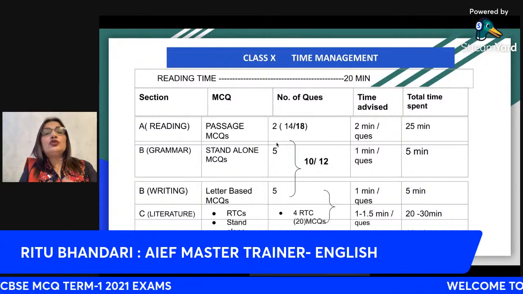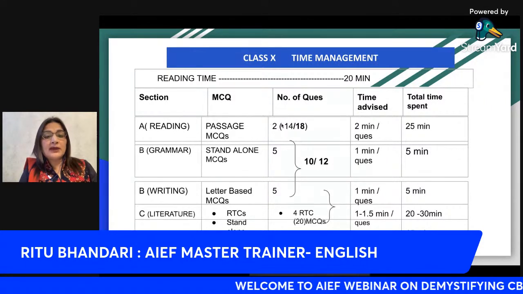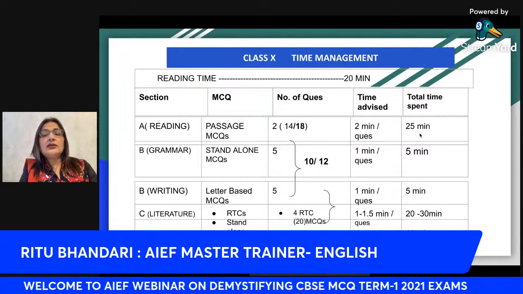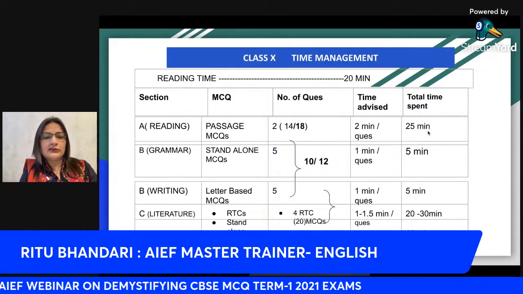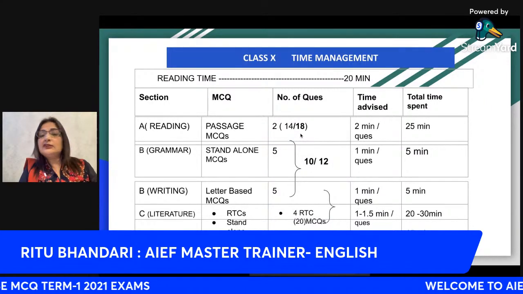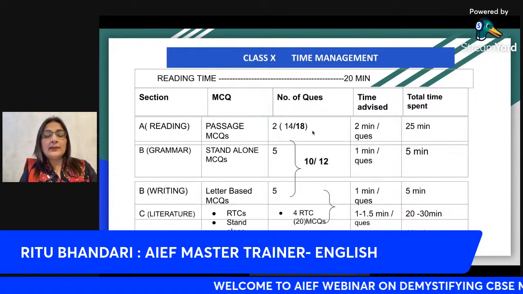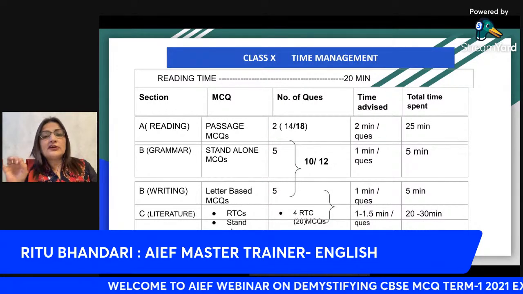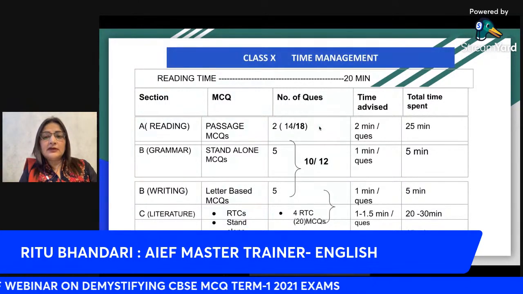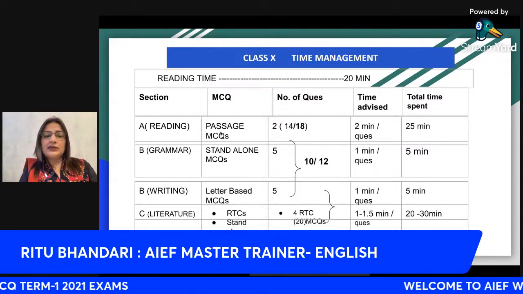Now, if we don't do that, then the reading section, which has 2 passages, you can give a maximum of 2 minutes to a question, and that would make it around 25 minutes. Remember, out of 18, you have to do 14 only. The rest 6 need not be marked, and for those 6 which you have decided not to attempt, the 6th circle should be marked, which is the new OMR sheet which has been sent by the CBSE for these examinations.